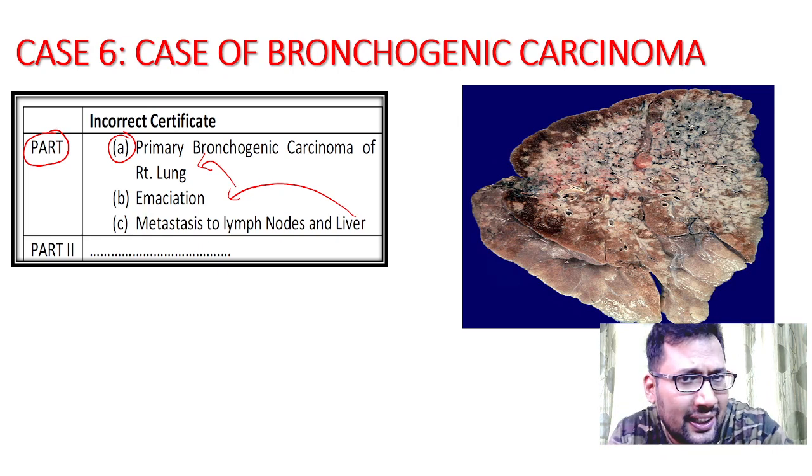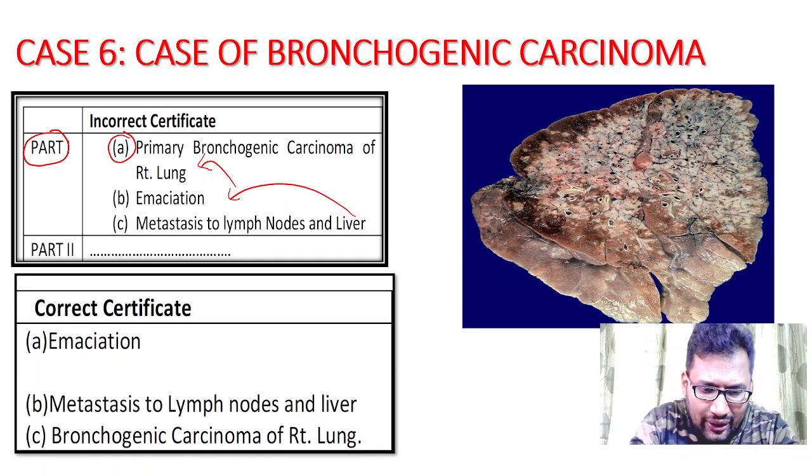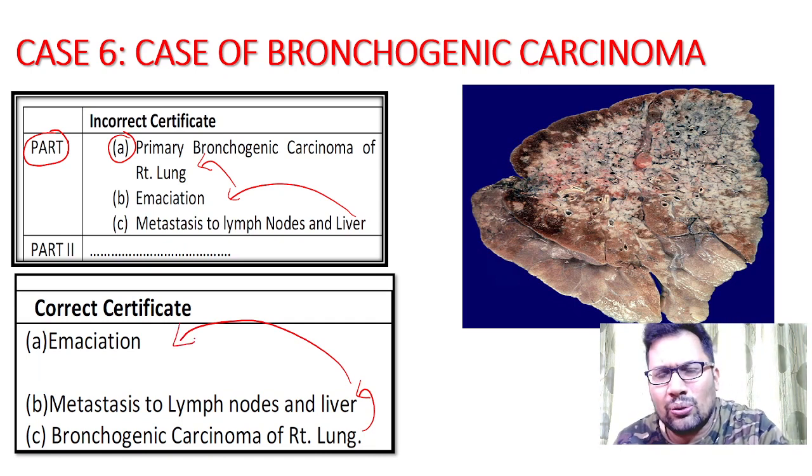So what should be the correct certificate here? 1C should be bronchogenic carcinoma. Yes, bronchogenic carcinoma leads to metastasis, leads to emaciation. So the word emaciation should be avoided. So this is the correct sequence.